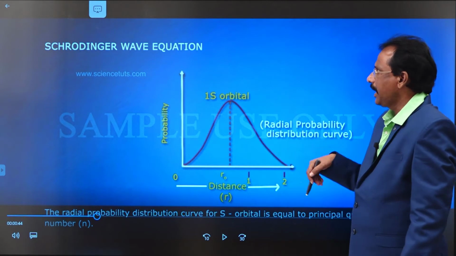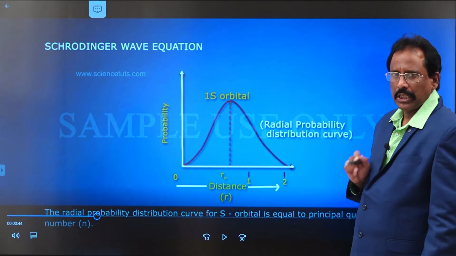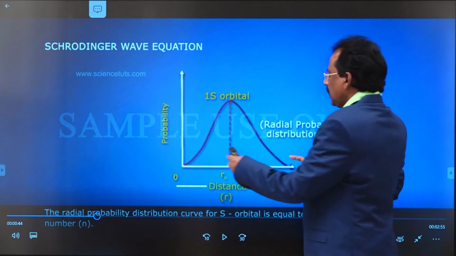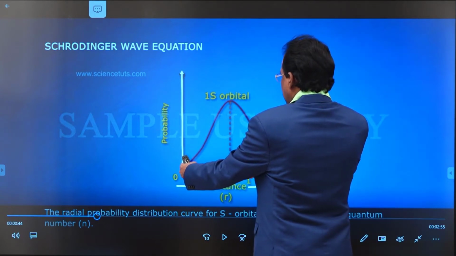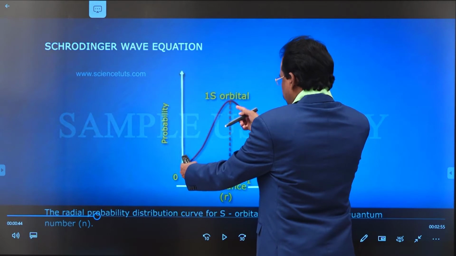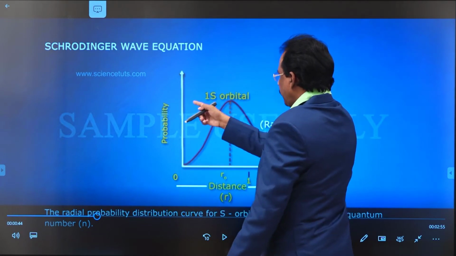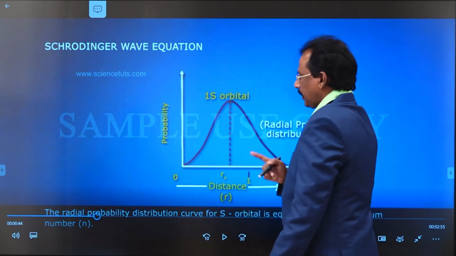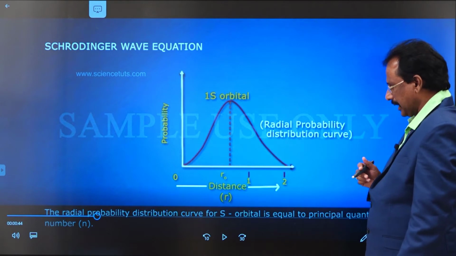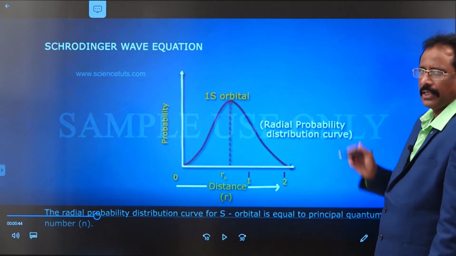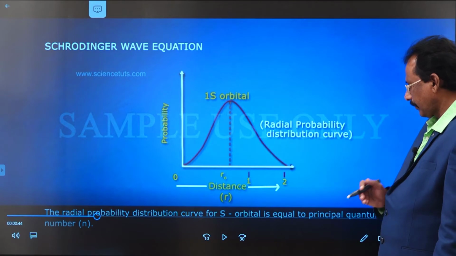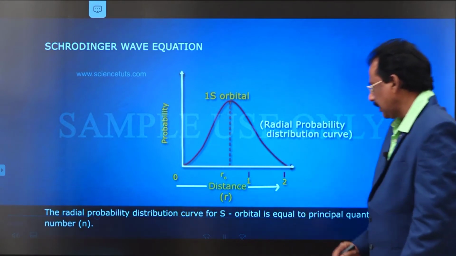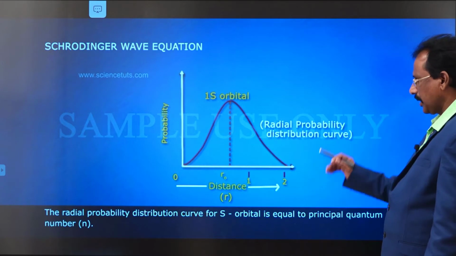From this angular probability distribution curve, assume like this: if this is the center of the circle, at this small radial space around the nucleus, that means at 0.529 angstrom distance, the probability function is more, and assume this is the shape of the s orbital. That means the shape of the s orbital is spherically symmetrical according to angular probability distribution curves.